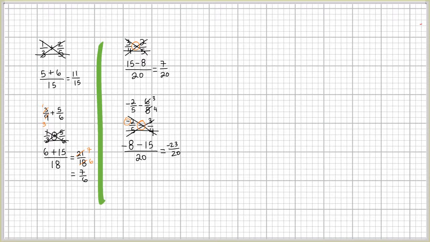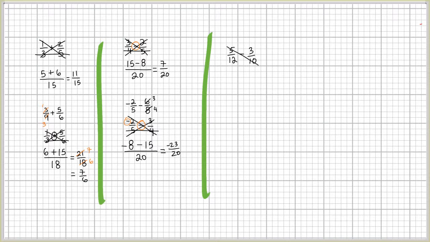Let's try something new. Let's try something like 5 over 12 take away 3 over 10. You'll notice that the denominator here is a little bit larger. One disadvantage of using this method of multiplying diagonally to add fractions is that the numbers can get larger, and if so, you're probably going to have to reduce in the end, which sometimes takes more time. But let's try it anyway. Let's try this one here.